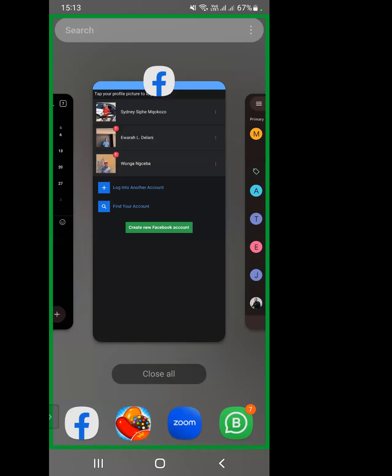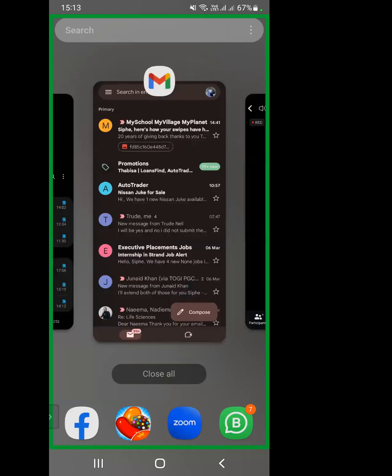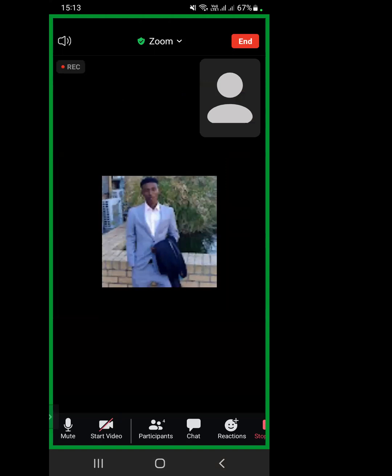I'm actually trying to get back to Zoom now. I'm still sharing a screen. Let me stop share screen and get back.